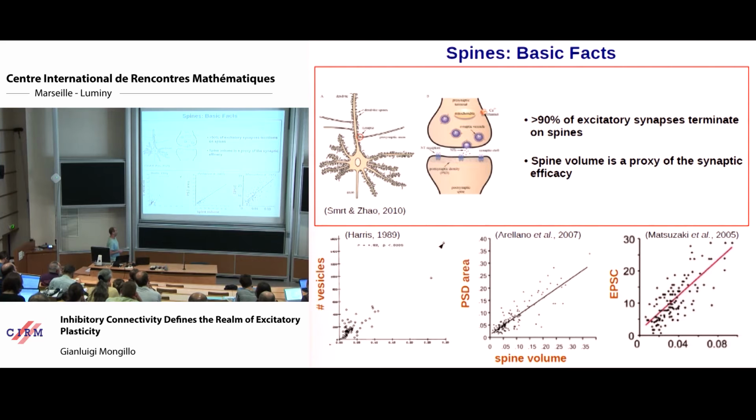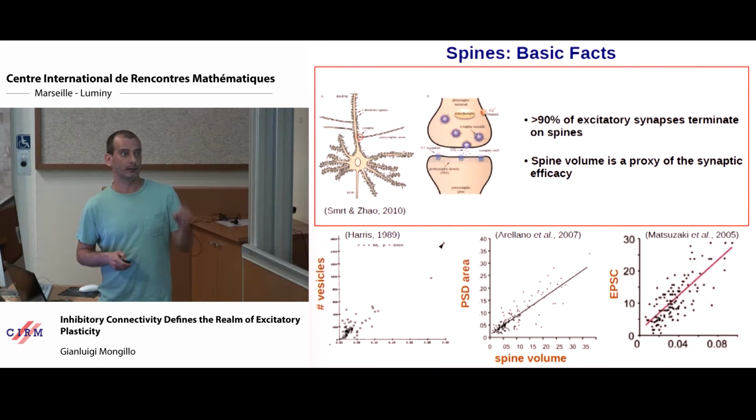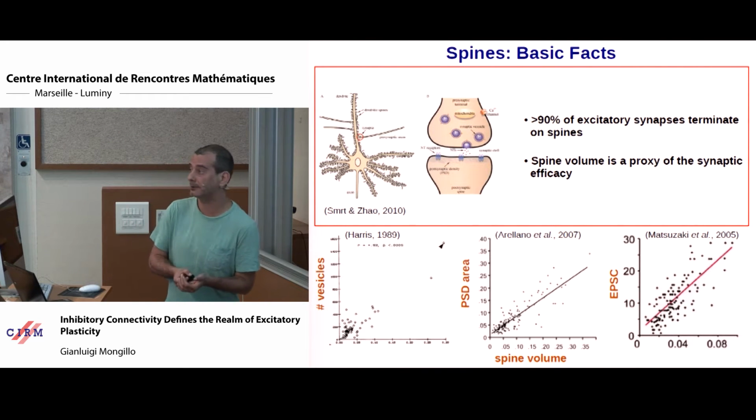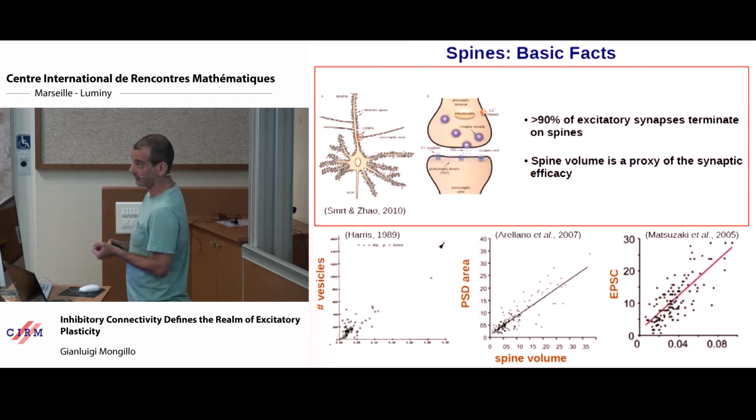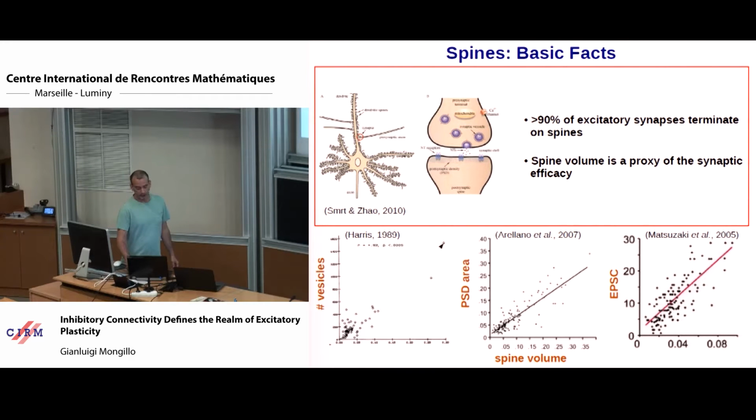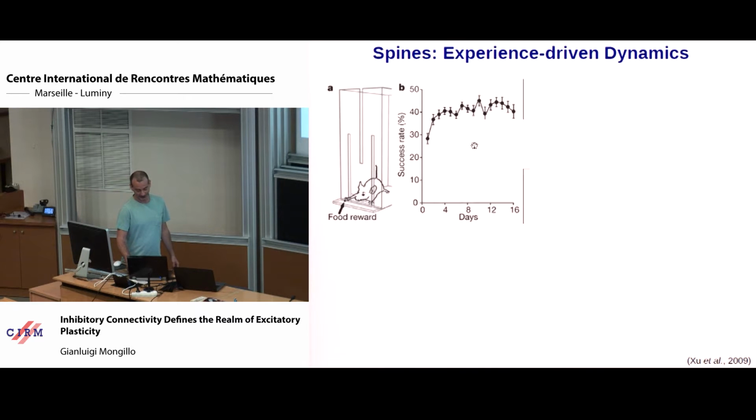And this is probably the more direct evidence, where through an imaging experiment, you can see that the response recorded at the soma is basically proportional to the spine volume, okay? So all of this is to say that if I see a spine, then there is a synapse, and how large the spine is will tell me something about how strong the synapse is, okay?